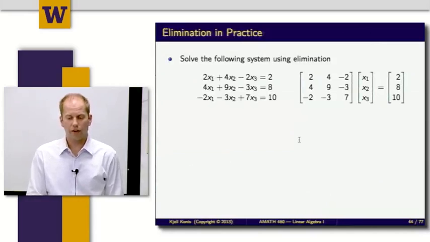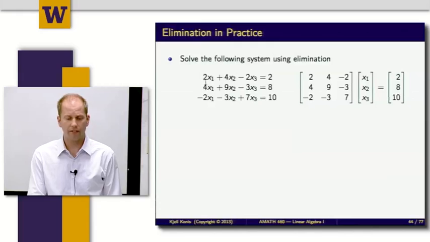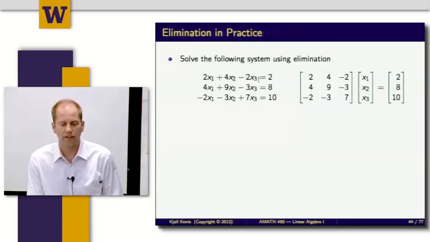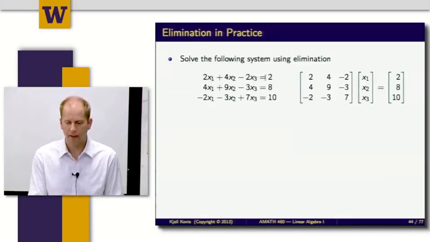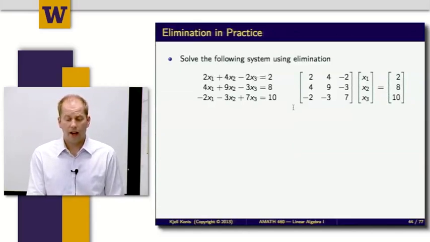So where this comes from is a system of equations. I want to try and solve this system of equations on the left here. So 2x1 plus 4x2 minus 2x3 equals 2, and so on. And I'm going to start by first writing this out in matrix notation.